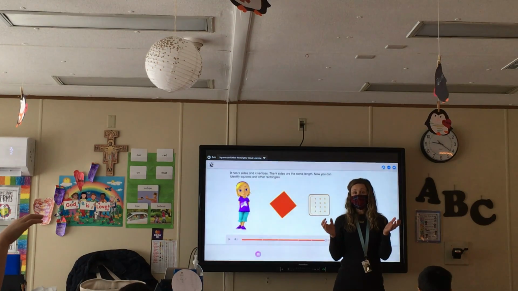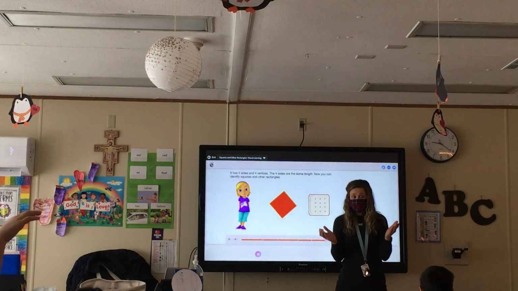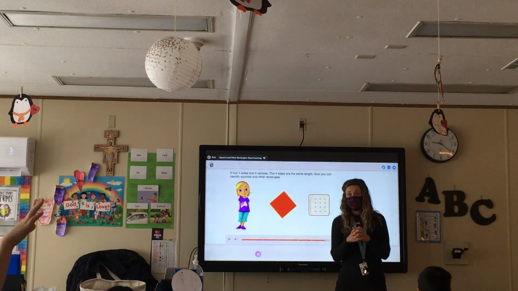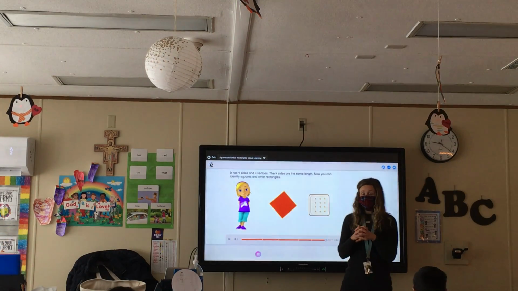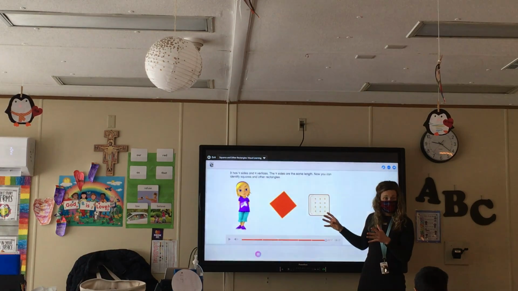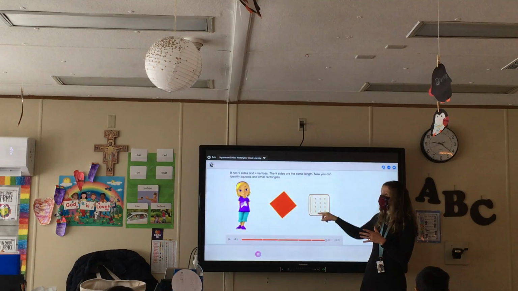If you make a square, how do you know it's a square? All the sides are the, Victoria, help them out? The same. They're all the same, okay? So when you see a square, all the sides are the same length. Would you agree, Jacob? They're all the same length? Okay, so all the sides are the same.